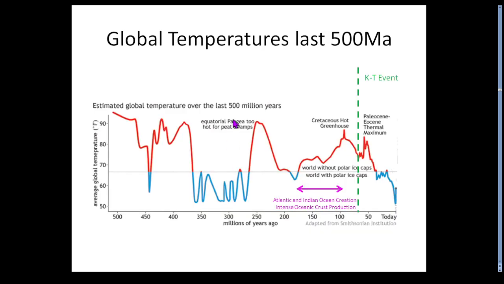Global temperatures over the last 500 million years. Time now is going this way. We are really cold, to be honest with you. We are down in this area, which is a world of polar caps. And the majority of the time we are actually warmer than we are now.